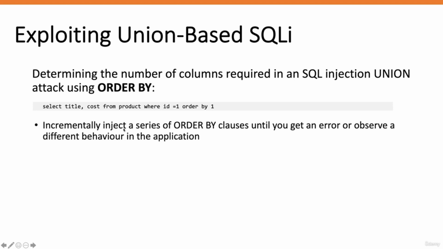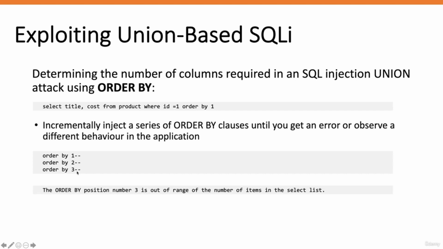Now, the way to figure out the number of columns is to incrementally inject a series of order by clauses until you get an error or observe a different behavior in the application. So if I say order by 1, it'll order by the first column. If I say order by 2, it'll order by the second column. Now, if I say order by 3, that column doesn't exist. And so I get an error saying the order by position number 3 is out of range of the number of items in the select list. And so this way, I know that 3 is not a column.